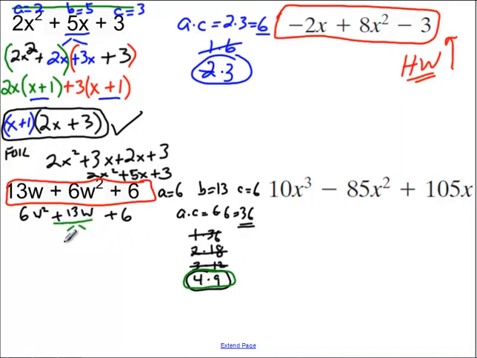So instead of writing 13w, I'm going to write 4w plus 9w and rewrite everything else. I'm going to say this is 6w squared plus 4w, and then the plus 6 falls down as well, because all we're doing in this step here is rewriting that b term here, because here's our b term. Rewrite it. And now we factor by grouping.